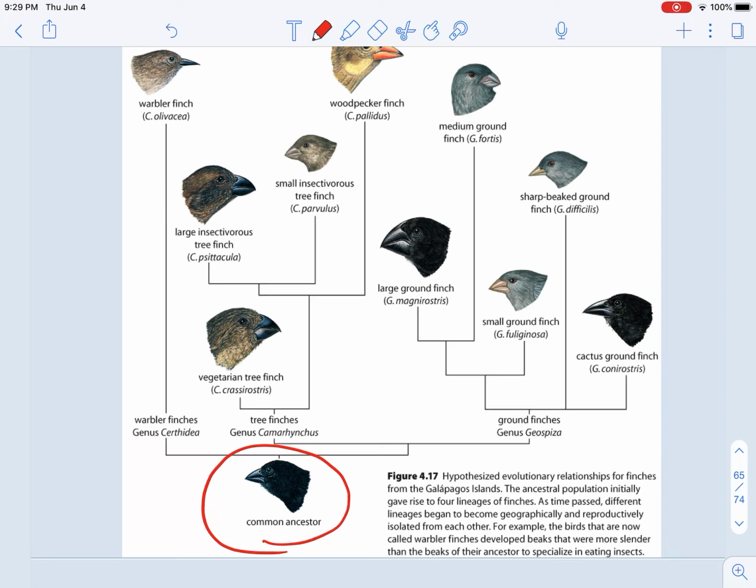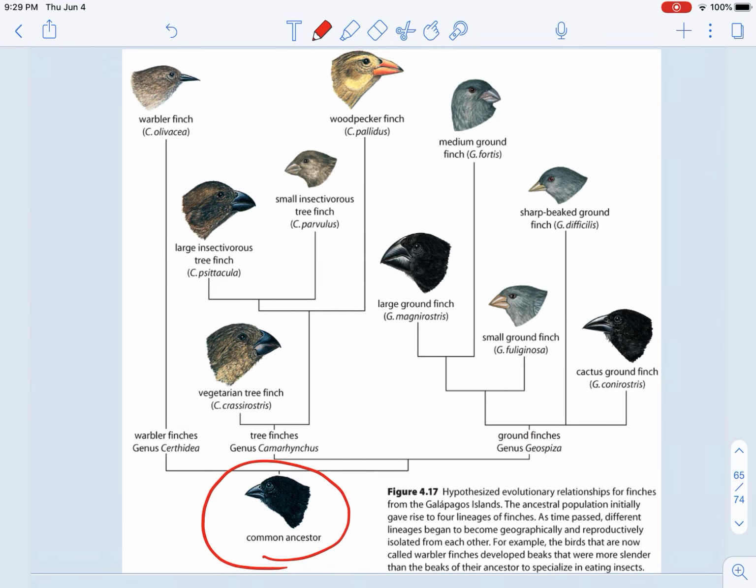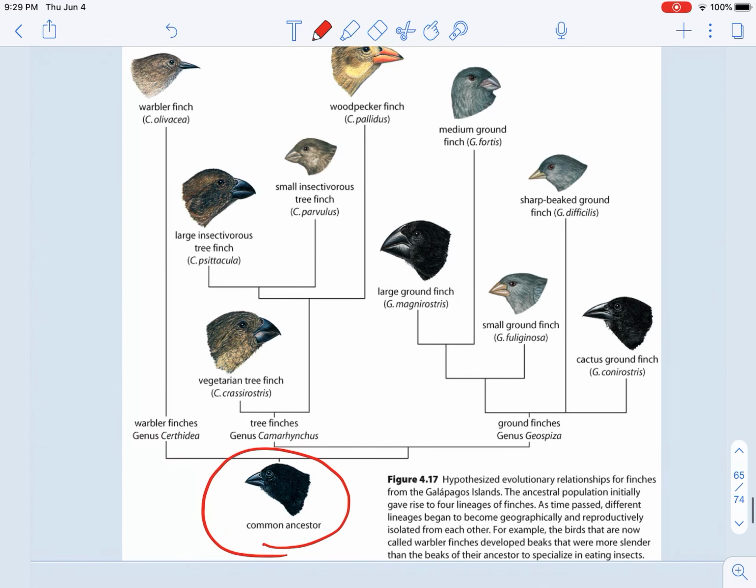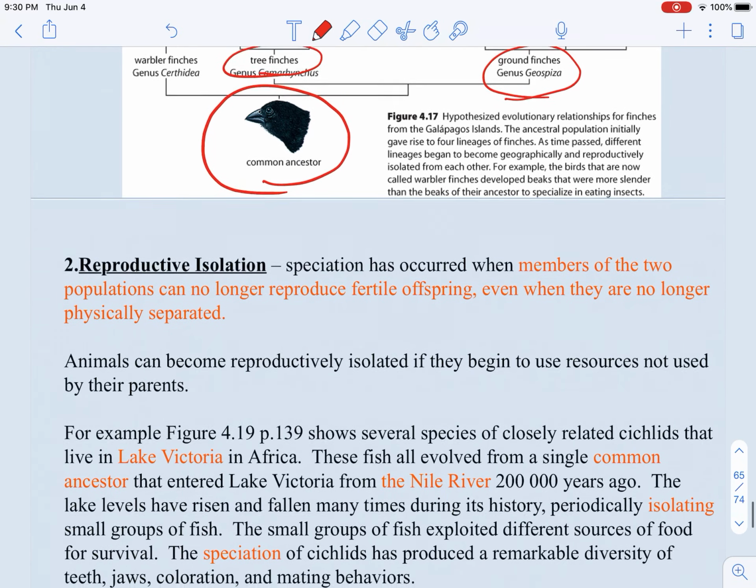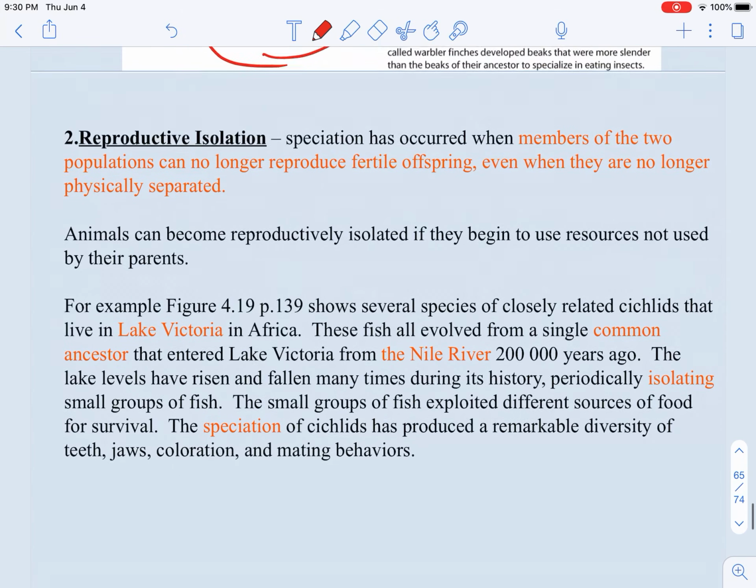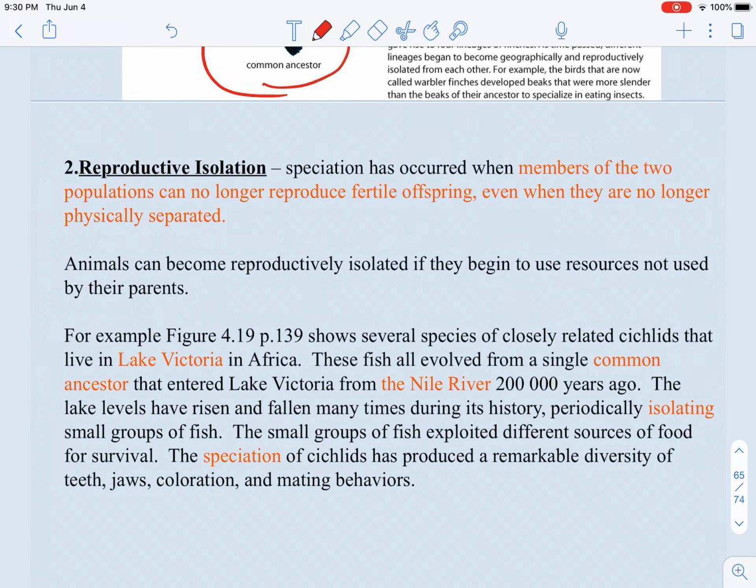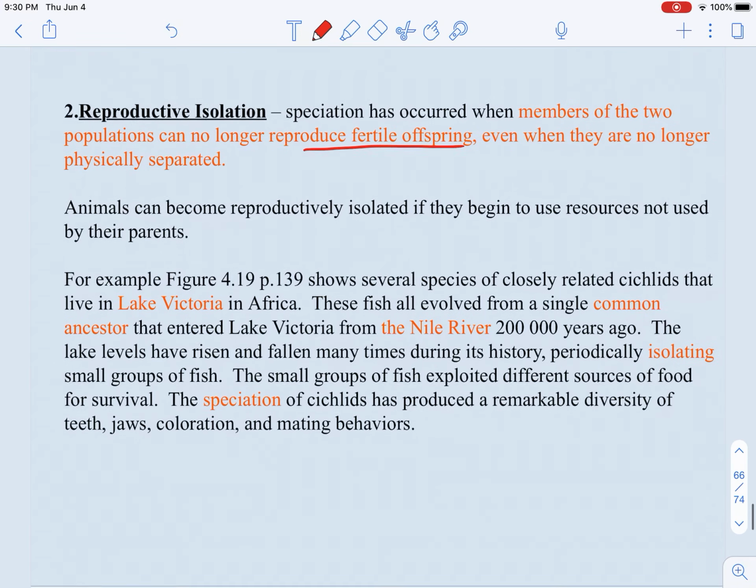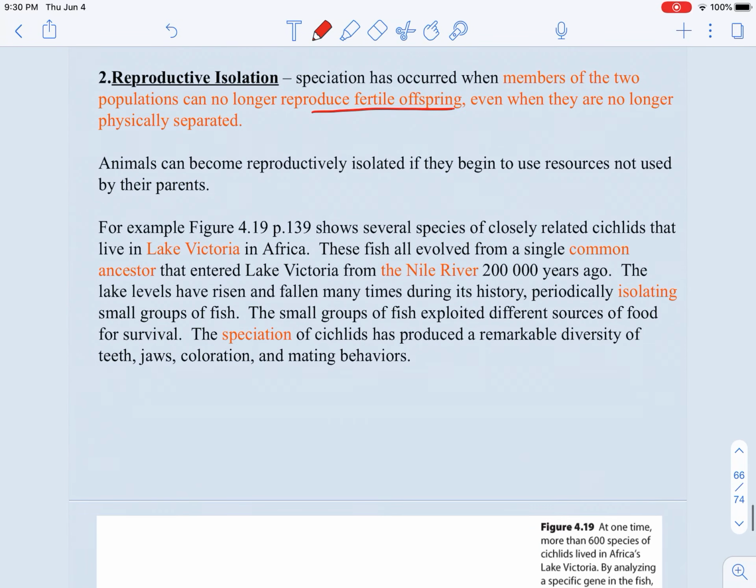And here's another picture of what we believe the common ancestor beak looked like, and the 9 or 10 or so finches that they have located that they believe could have come from that original one. They not only eat different things and have different beaks, but they live in different places. Some are ground finches and some are tree finches. Okay, so reproductive isolation is when speciation has happened and they no longer can reproduce and make fertile offspring, and they have changed too much, and so now they are different species.